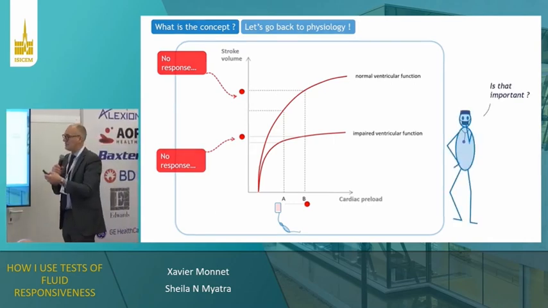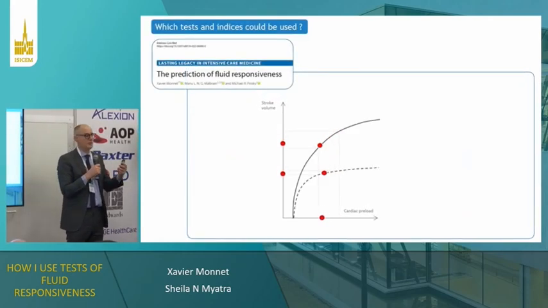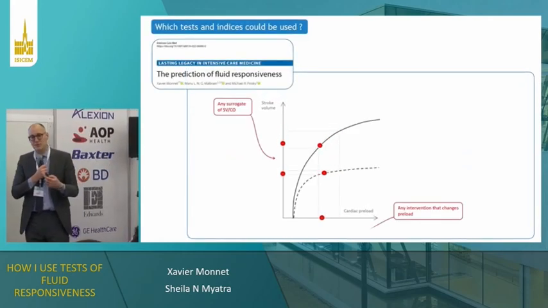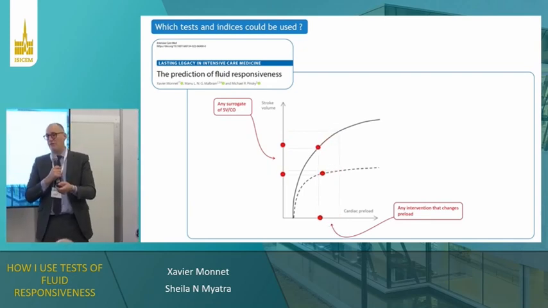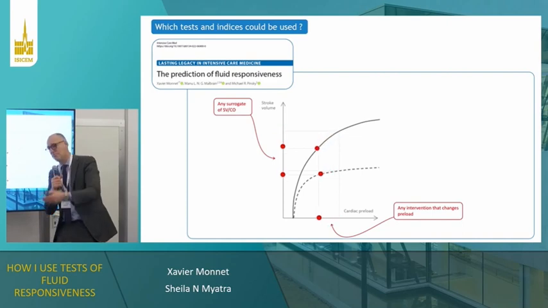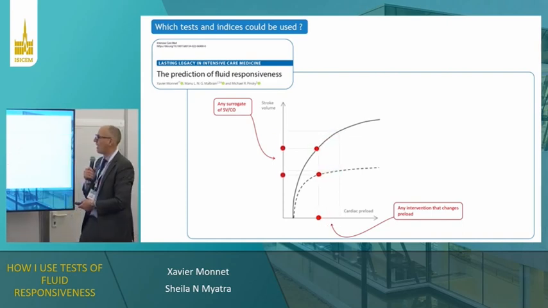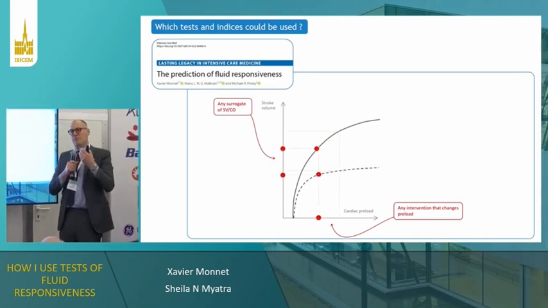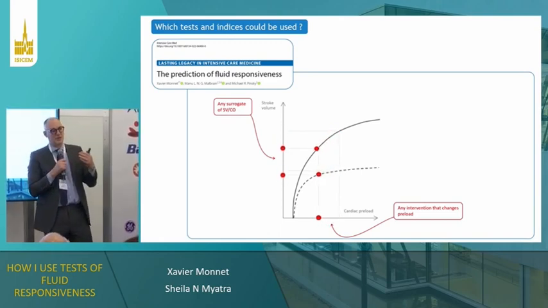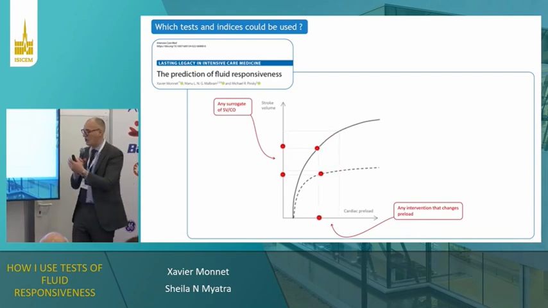So, is that an important issue? Yes, definitely, because if we give fluid to patients who do not need fluid, it's fluid overload and deleterious fluid overload. That justifies testing the efficacy of the drug before giving the drug. And all the tests of preload responsiveness are based on the same principle, that it's a dynamic assessment of the slope, in fact.